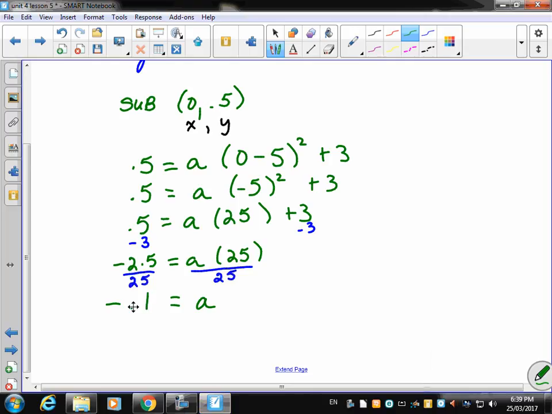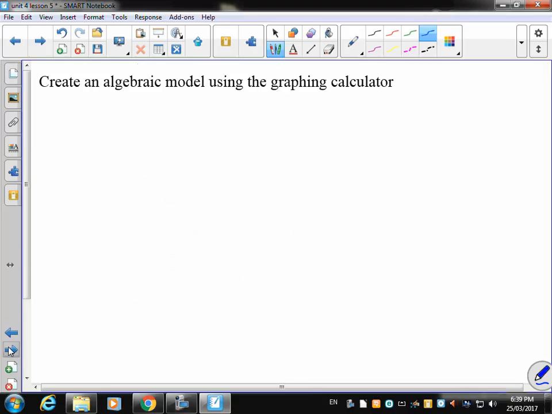Okay. Does it make sense that we have a negative a value? Yes, it opens upside down, so it does. Fairly wide parabola. So final answer, y equals negative 0.1 (x subtract 5) squared plus 3. Then it asks us to create another algebraic model, but this time using the graphing calculator.